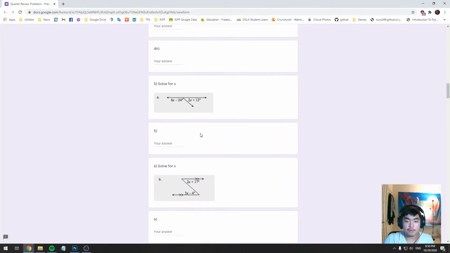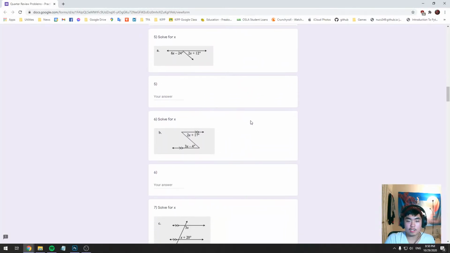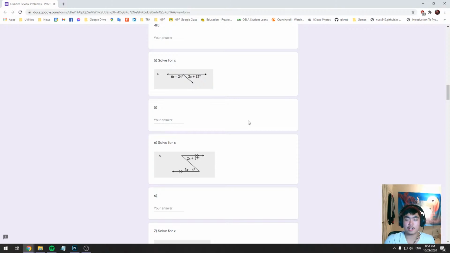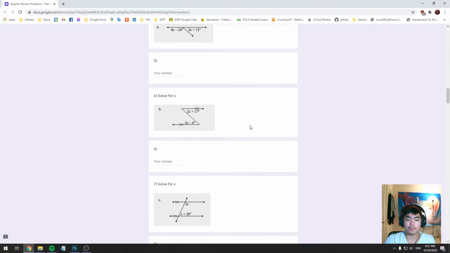So for each of these problems, the real key skill here is to quickly be able to identify what the relationship is and how you set it up in math. So this one, these are supplemental angles, they add up to 180. So I would add them together equals 180. This one, they're alternate interior angles, they form a Z. So I'm going to set these equal to each other. I'm not going to add them.